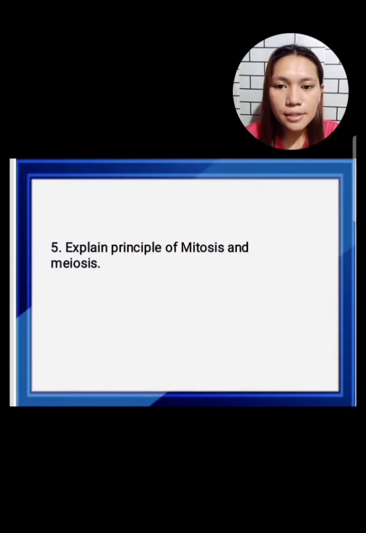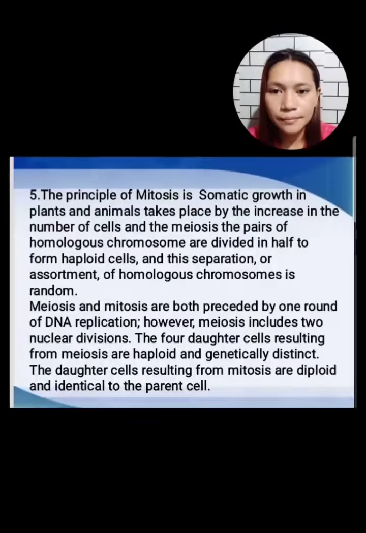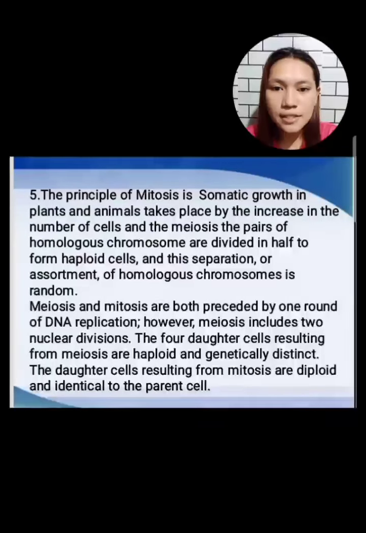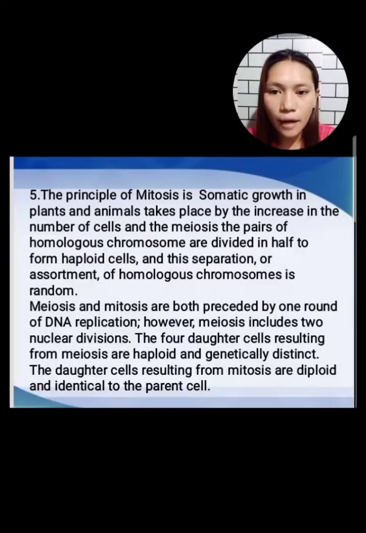Question number 5 is explain principle of mitosis and meiosis. The principle of mitosis is somatic growth in plants and animals takes place by the increase in the number of cells, and in meiosis, the pair of homologous chromosomes are divided into half to form haploid cells.